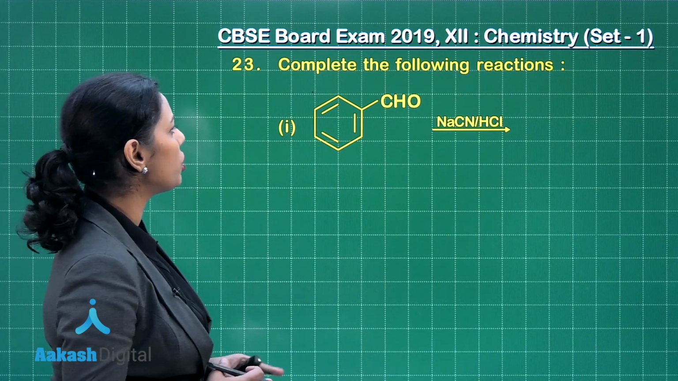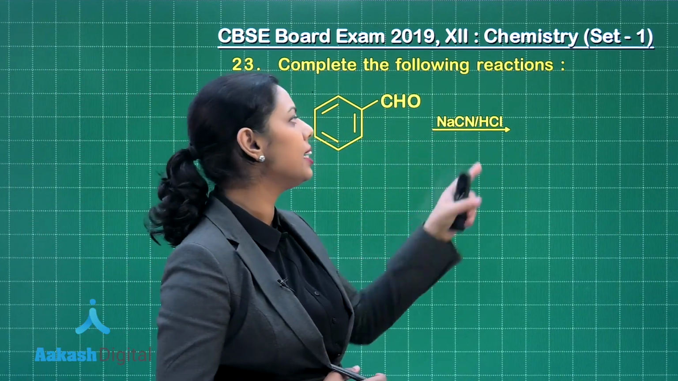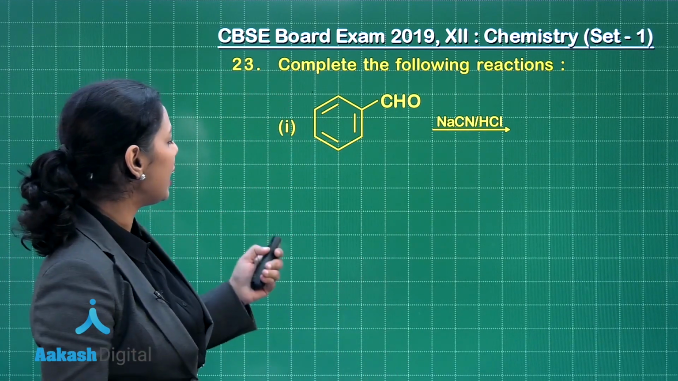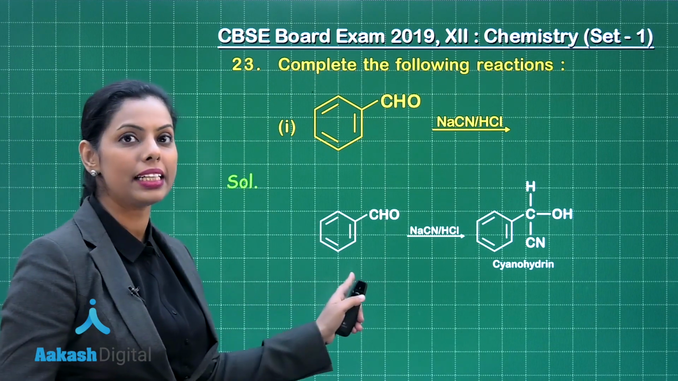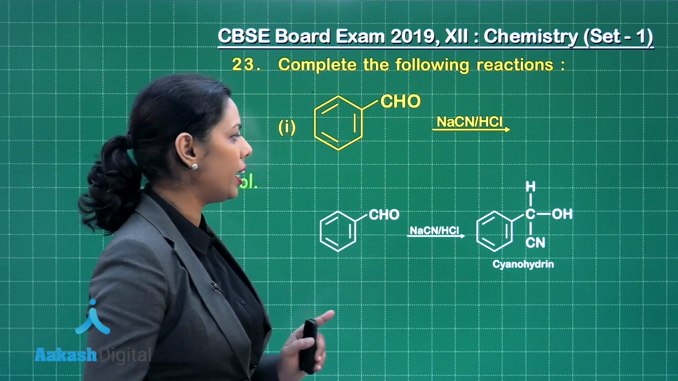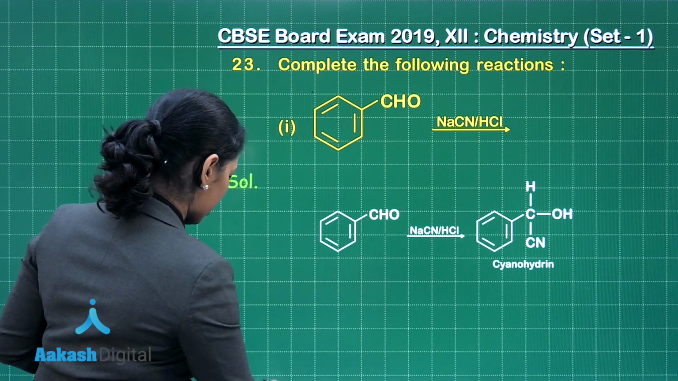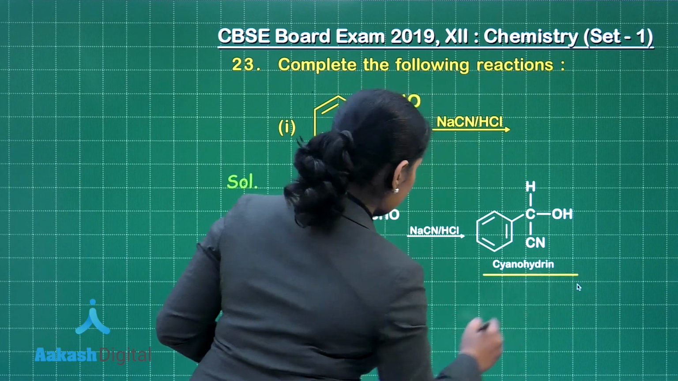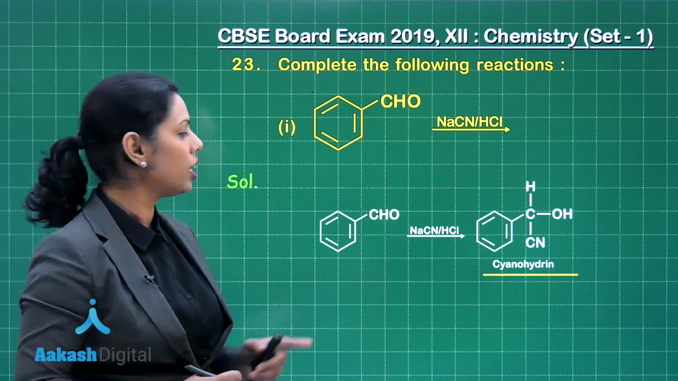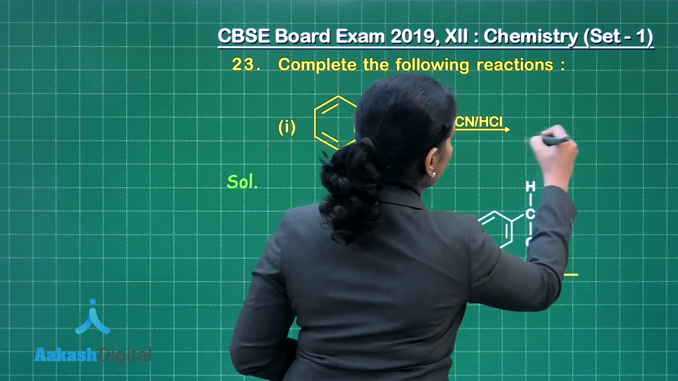First we have the reaction in which we have benzaldehyde. It is treated with sodium cyanide and HCl. And what will happen? In this case you should write the complete reaction in this manner. Benzaldehyde you have taken, reagent you have added, and ultimately you are obtaining cyanohydrin. So basically this is the main thing that you have to write during the solution of this question. So this will give you 1 mark.